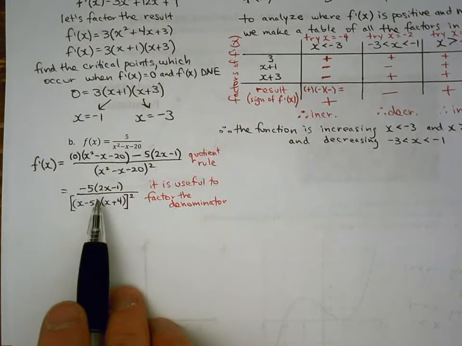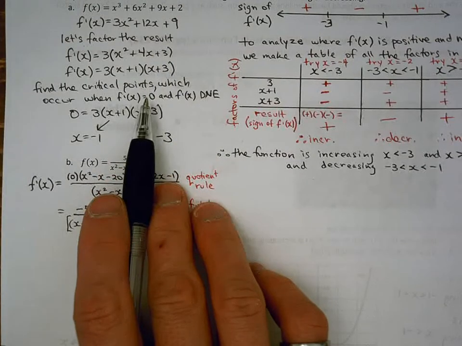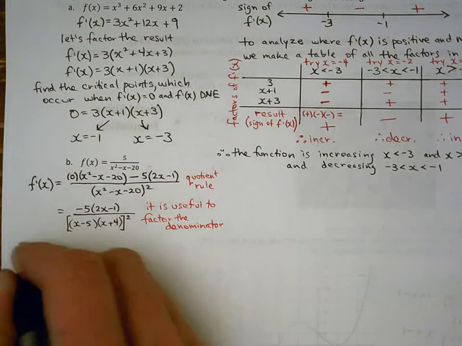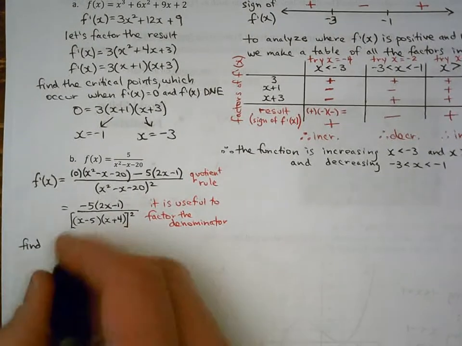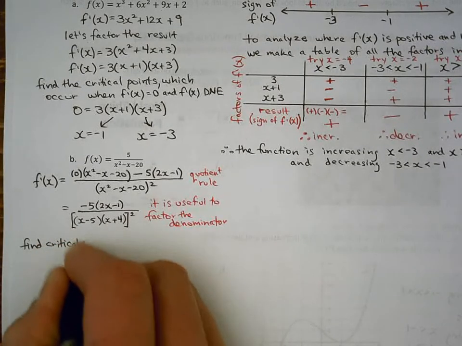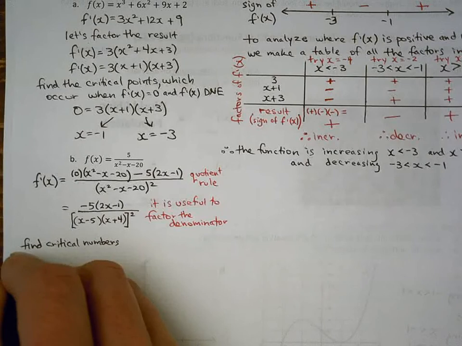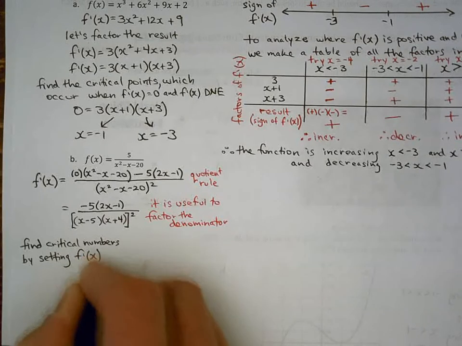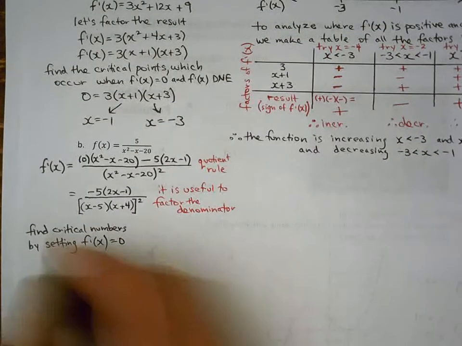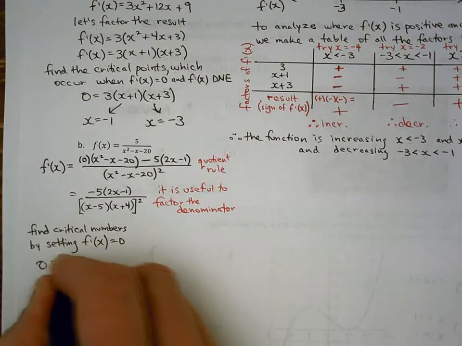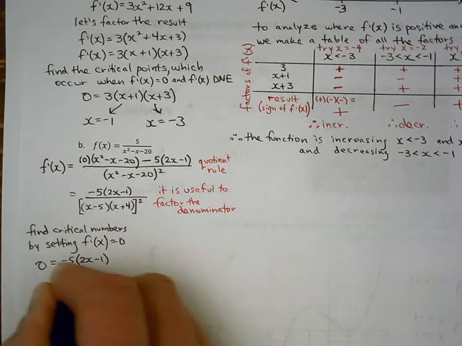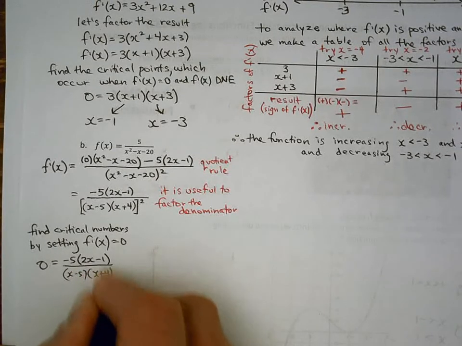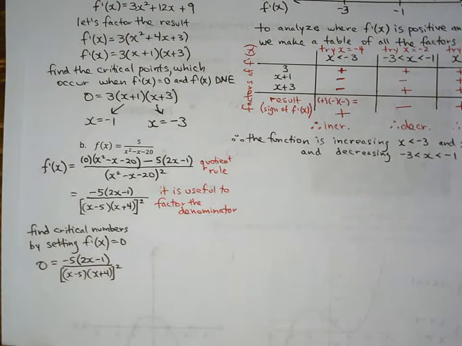What did I do last time? Oh yeah, I had to find the critical points, or the critical numbers. To do that, I have to set the derivative equal to 0. So I'm going to find critical numbers by setting f prime of x equal to 0. So I'm going to say 0 is equal to negative 5 times 2x minus 1 over x minus 5, x plus 4, squared.